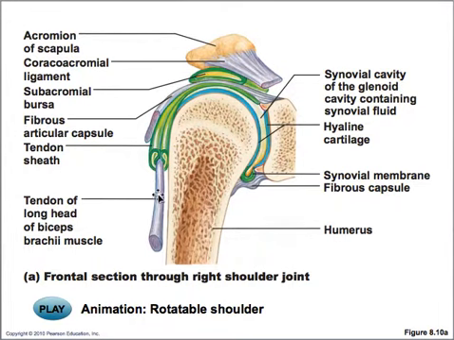We have the tendon of our biceps muscle right here, covered by this tendon sheath, which is an elongated bursa. We have another bursa here. We have the acromion of the scapula, the shoulder blade. Here we have the head of the humerus, and we have the synovial cavity.